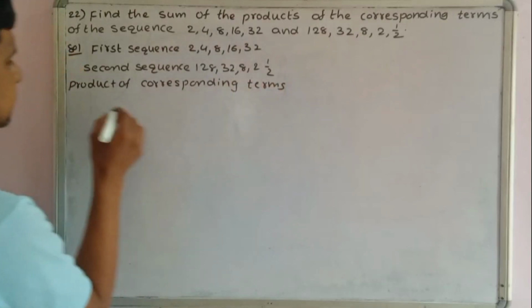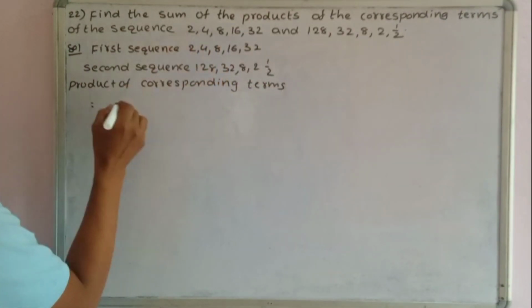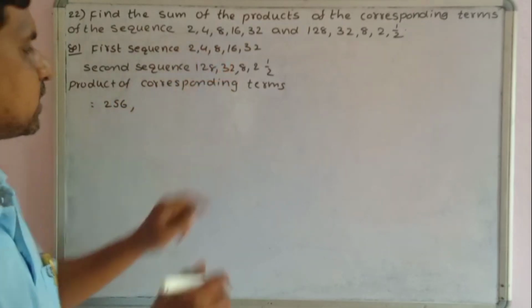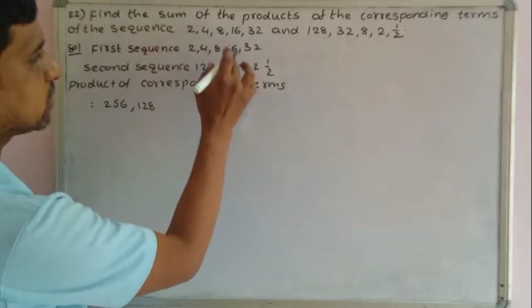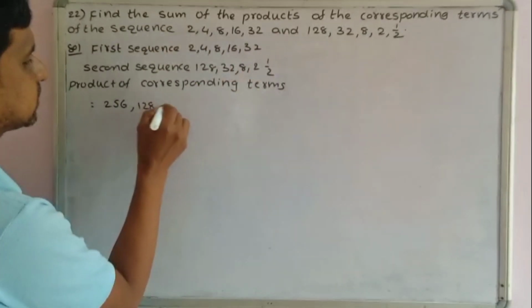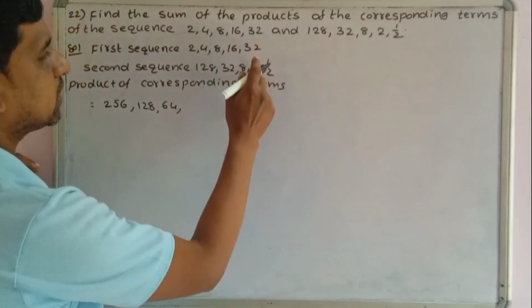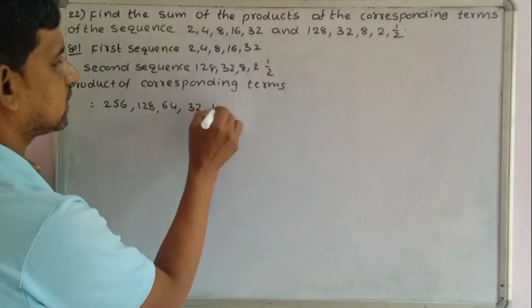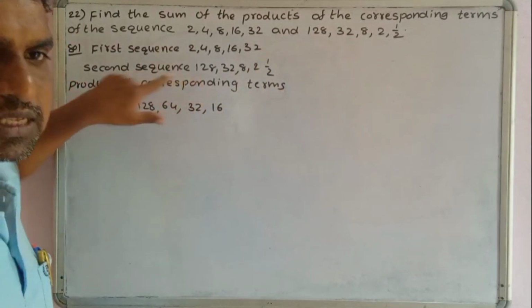Product of corresponding terms equals 2 times 128. 8 2s are 16, 2 2s are 4, 5, so 256. Next, 4 times 32. 4 2s are 8, 128. 4 2s are 32. Third term, 8 8s are 64. Next, 16 2s are 32. Next, 32 into half is 16. Okay, these are the products of terms. Now we will find the sum of these terms.